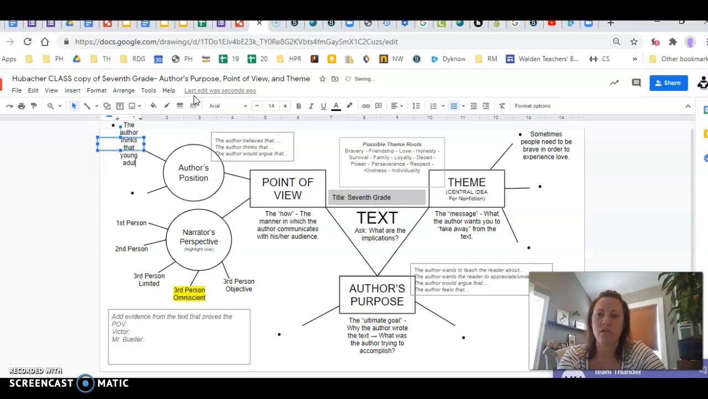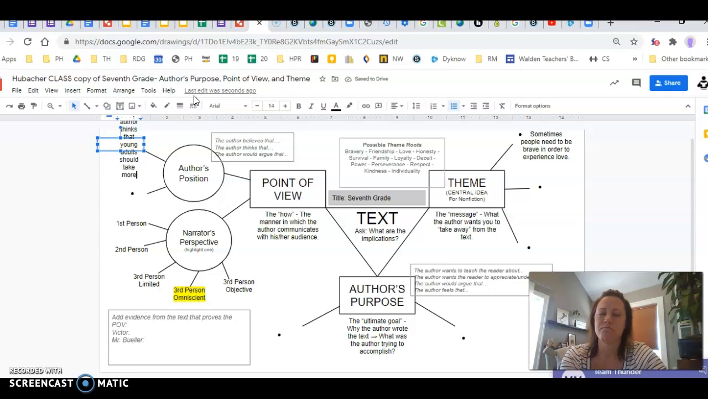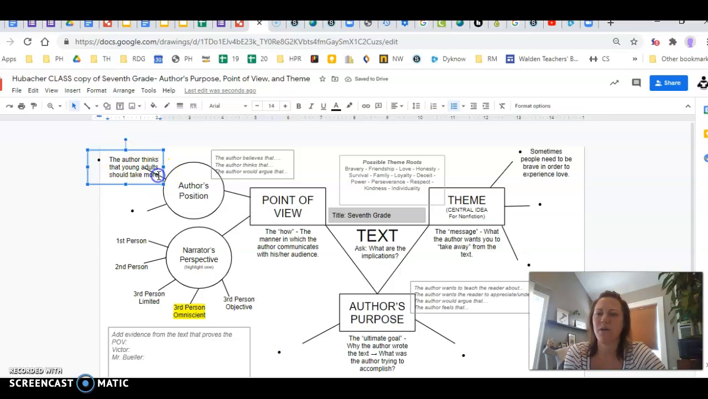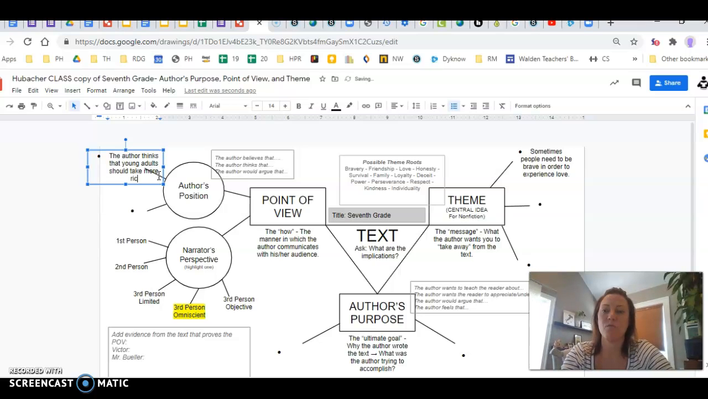young adults should take more, can you think of a word that I could use next? Thinks that young adults should take more, go ahead and resize that text box if needed. What word might work? The author thinks that young adults should take more, well, if I'm going with bravery, how about this? Should take more risks. Okay, the author thinks that young adults should take more risks.